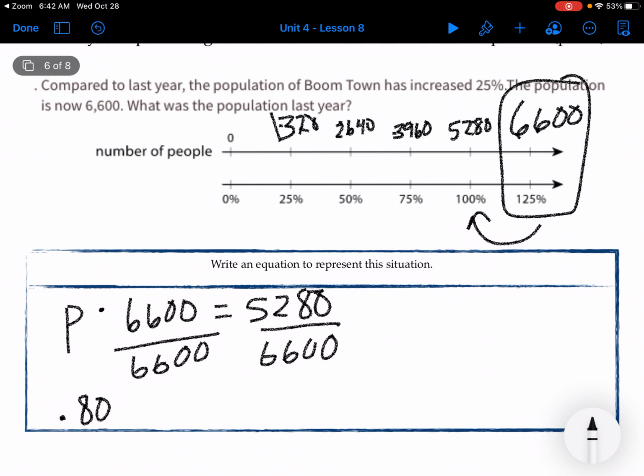So let's look at why. Because if this is 100, that would be 80, 60, 40, 20. That's why. Because if I make this my new 100%, so my new equation is going to be 80% times 6,600 equals the population.